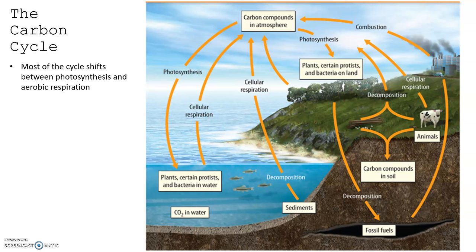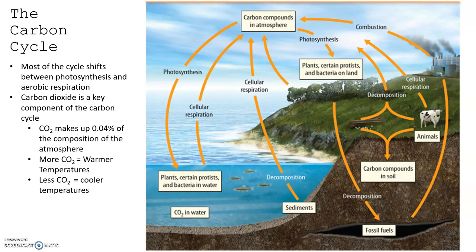Most of the cycle is between photosynthesis and aerobic respiration. So even though plants undergo respiration, we think of them as taking in carbon dioxide, and we think of animals as giving off carbon dioxide. We also have other ways that we give off carbon dioxide. Carbon dioxide is the key component of the carbon cycle, but it only makes up 0.04% of the composition of the atmosphere. When we have more carbon dioxide in the atmosphere, we have warmer temperatures, and when we have less carbon dioxide, we have cooler temperatures.